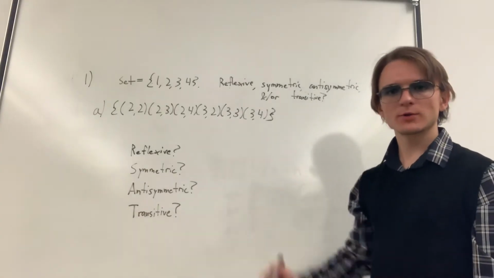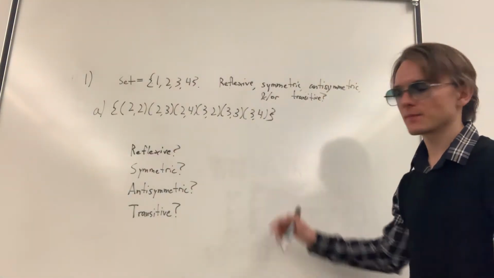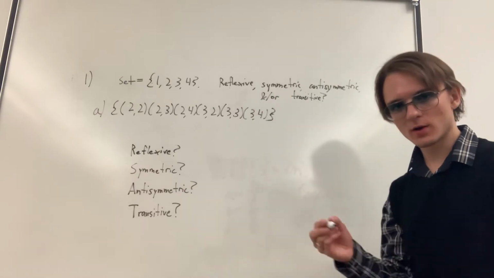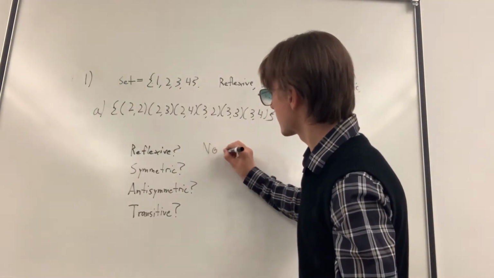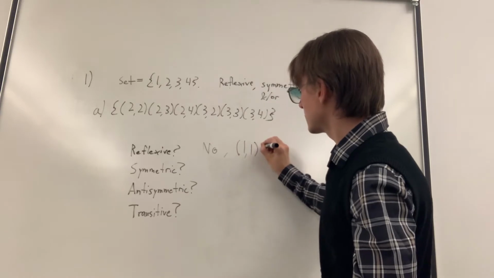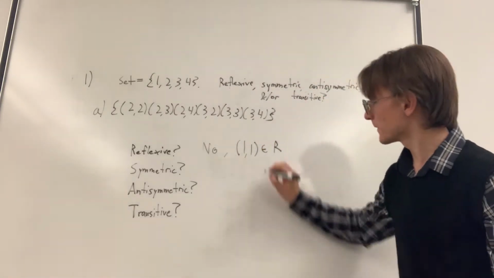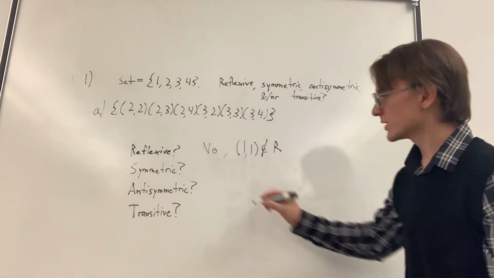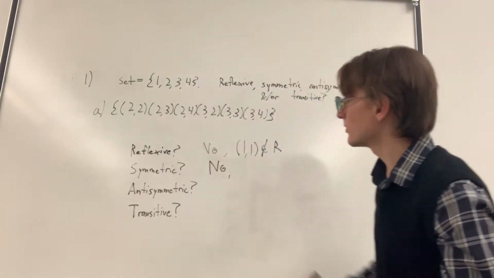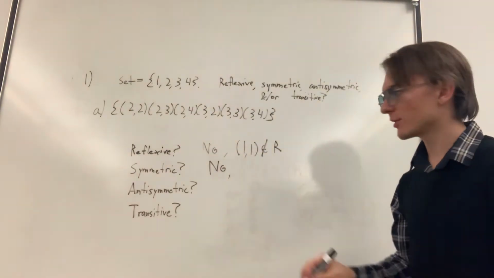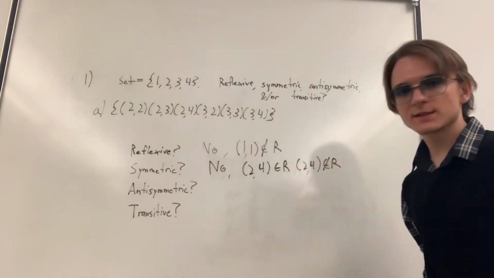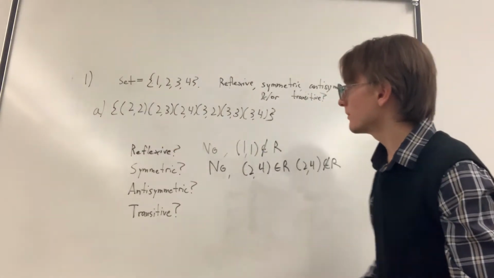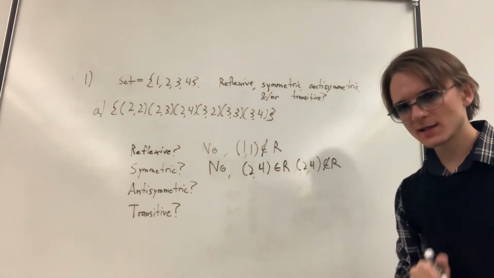We have the set 1, 2, 3, 4, and we're given the following relation. Is it reflexive? Well, no, because it's missing the pair 1, 1. 1, 1 is not in the relation. Is it symmetric? Well, no as well. For example, we have 2, 4, but we do not have 4, 2. Is it anti-symmetric? No as well. We have 2, 3, and we have 3, 2, a case of symmetry.